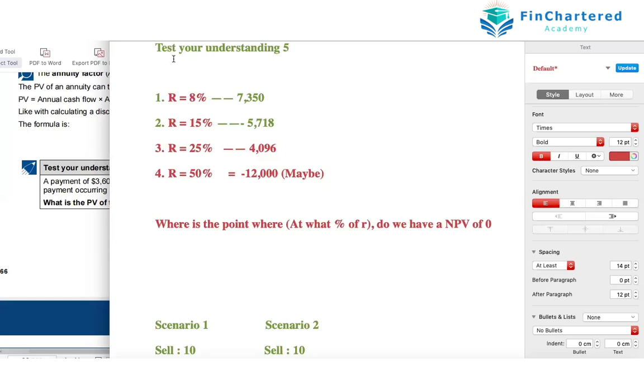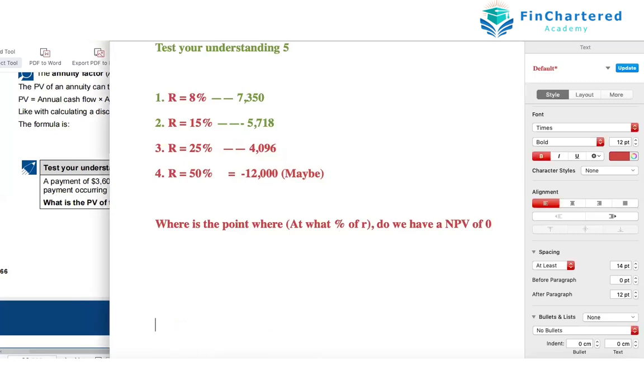Because you have to go like going fishing. So at 50% your answer is negative. At 25% it's positive. So you know that somewhere between 25 and 50%, you will get a net present value of 0. So you have to calculate it manually. Basically, at what rate do we have a net present value of 0? Because that will definitely help us decide whether a project is good or bad.